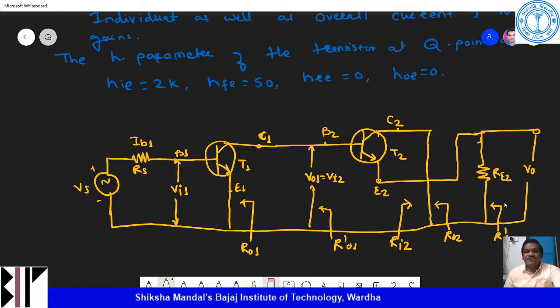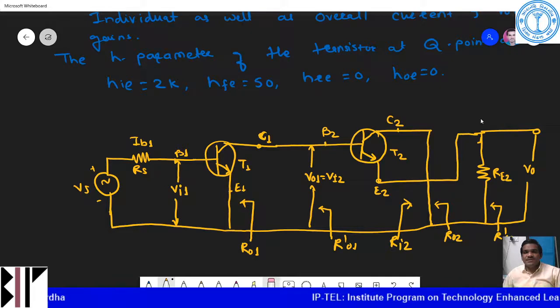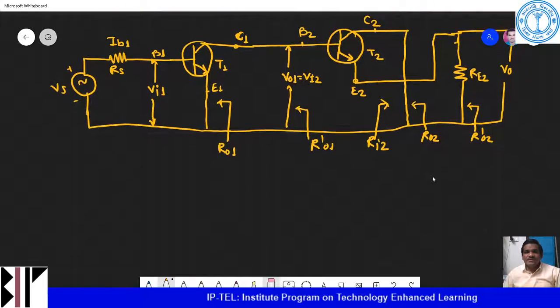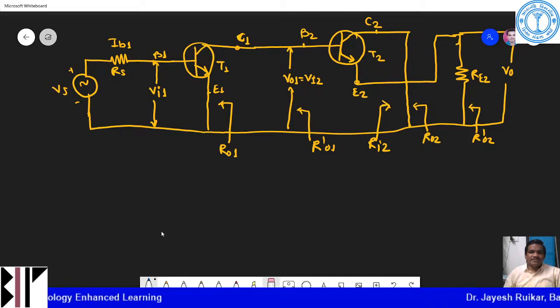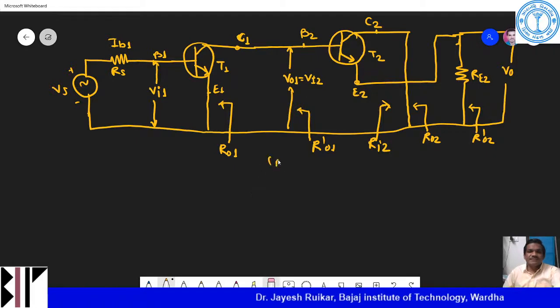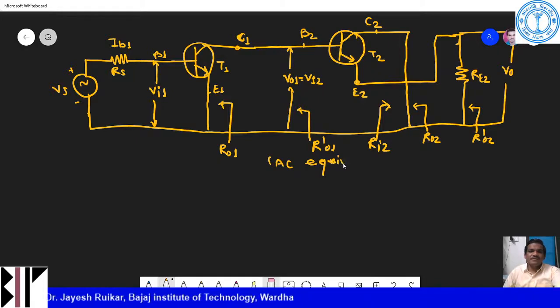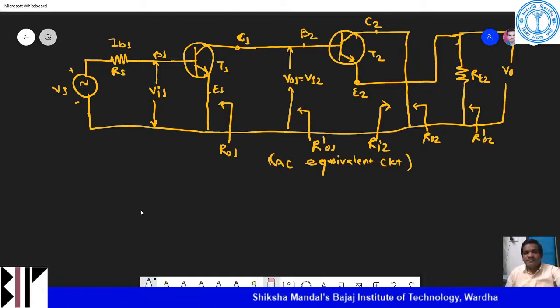Now we have drawn this AC equivalent circuit. In a similar way we have to draw an H parameter model for this particular circuit. So I will keep this diagram as it is, and I will draw the H parameter model. This is my AC equivalent circuit. Now I will draw the H parameter model.